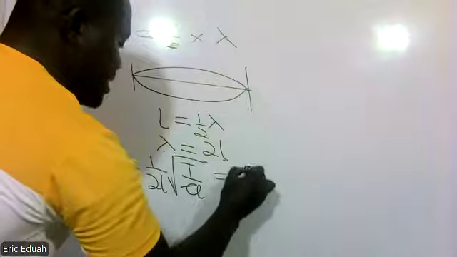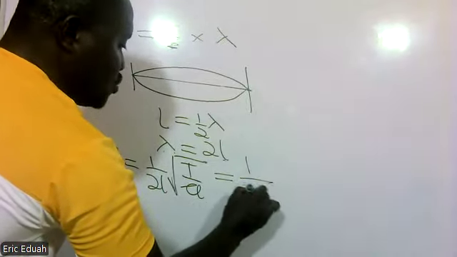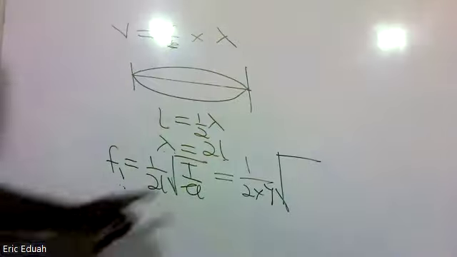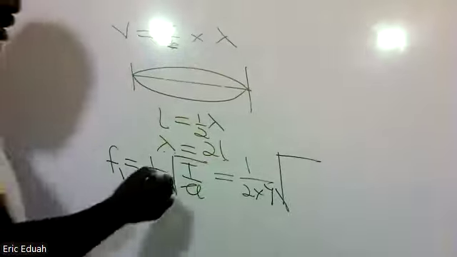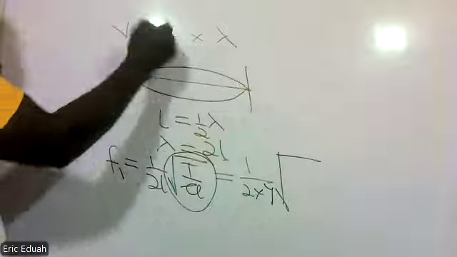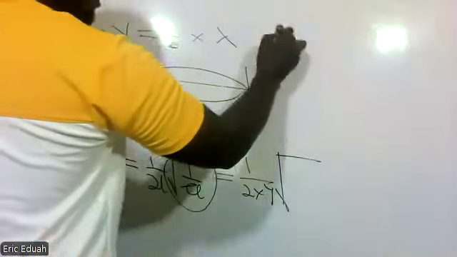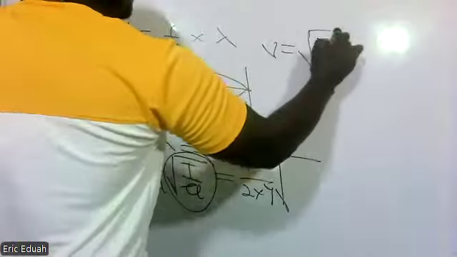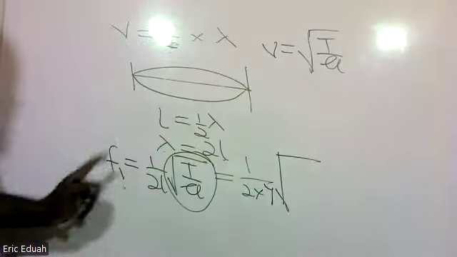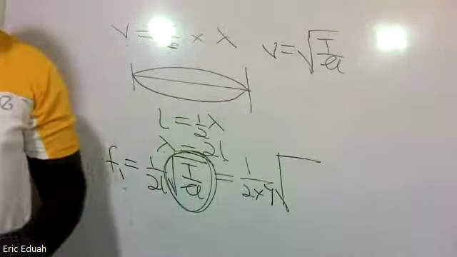F in this case will be 1 over 2 times 7. But this is actually a waste of time because we can get V straight away from here, rather than finding F before. So I think the best way out is what we've done, the square root of T over mu. This alone would give us V. All right.